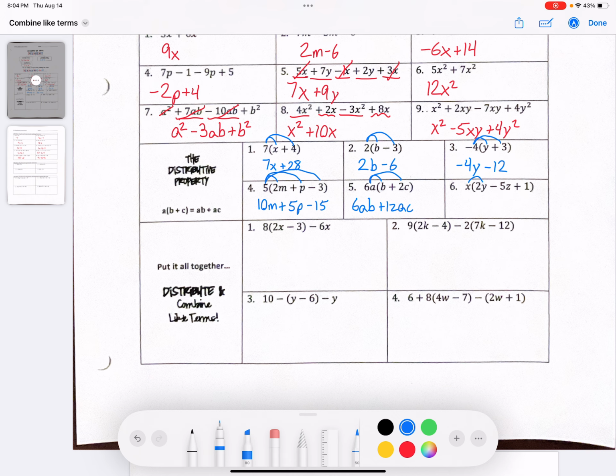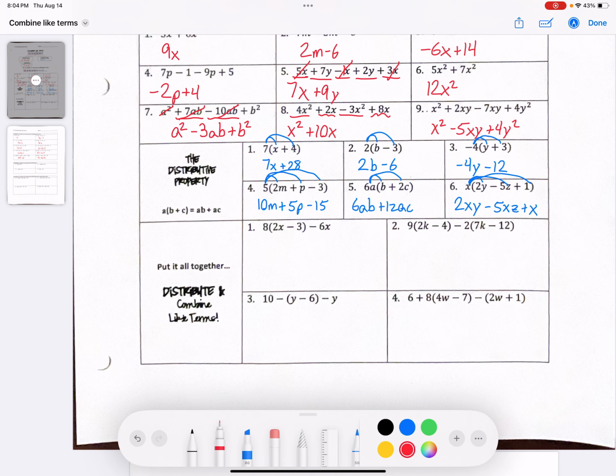And last example, we've got x times 2y. So we get 2xy. We just have to reorder that a little bit. And then 2 times 5z, negative 5z, is going to be negative 5xz. And I write little lines in my z's so I don't mix them up with numbers. And then x times 1 is just plus x.